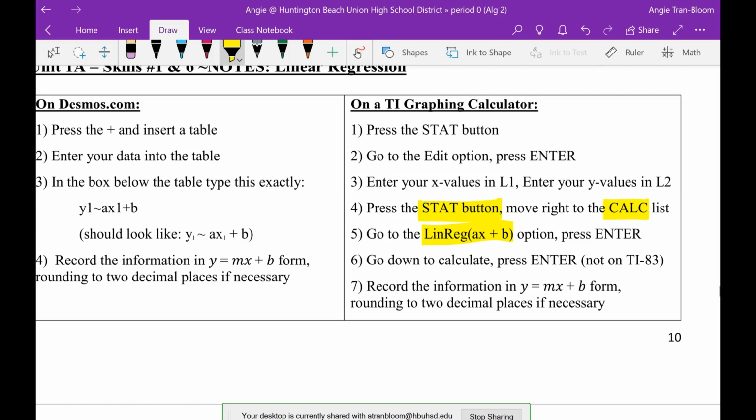Where did you get the R squared? That's okay. We are not going to worry about the R's. Just A and B. If you have R and R squared, do not worry about the R and R squared. Just the A and B value. Okay?